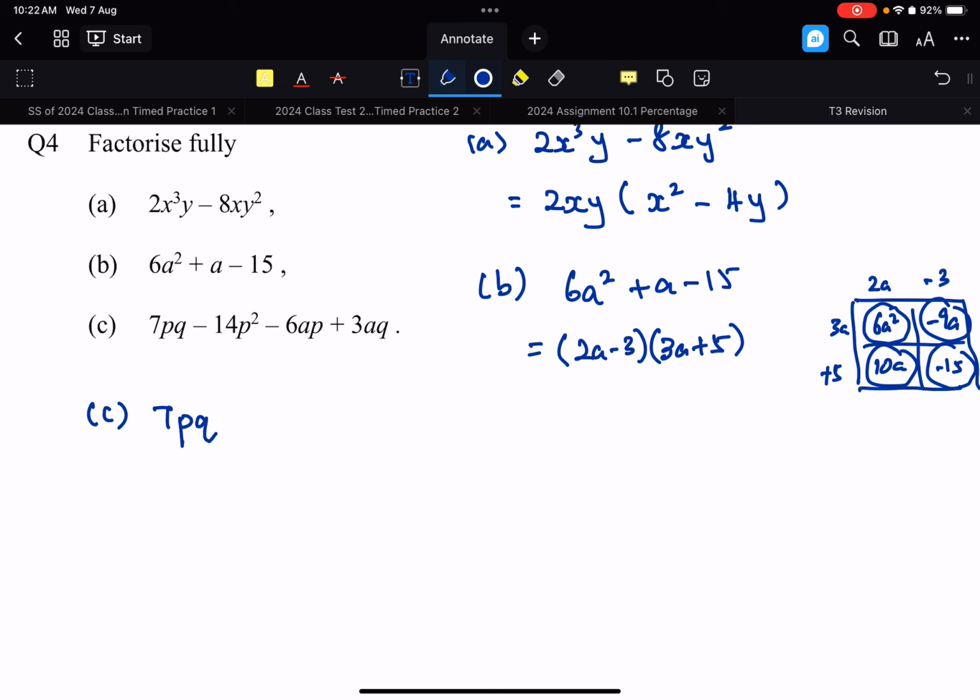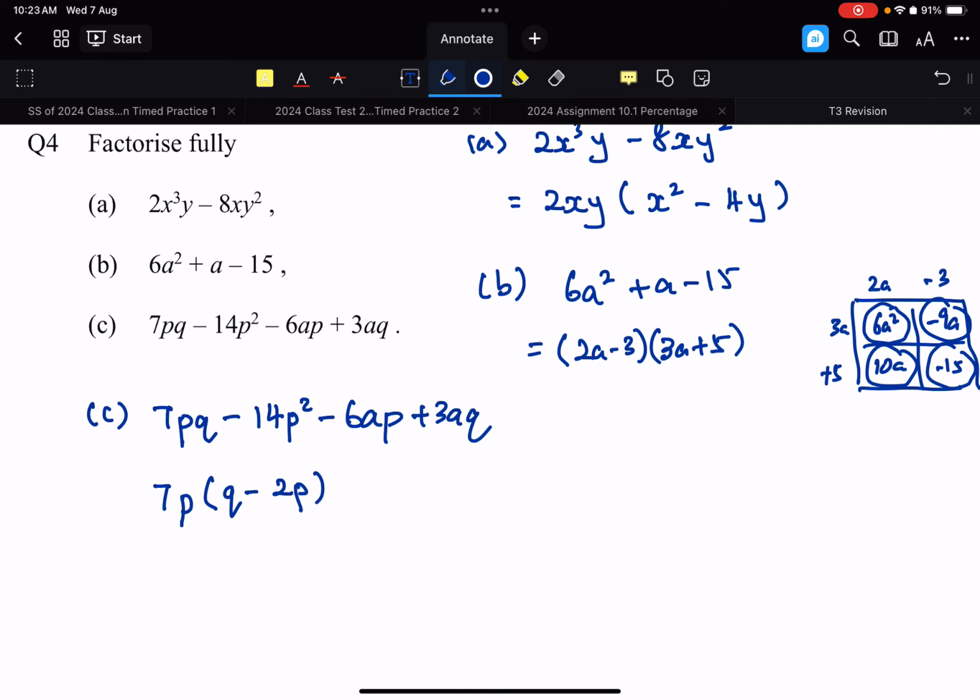Now, the third one, this is where we need to use grouping, right? So let's copy out the question. By grouping, the first two terms we have 7. Yes, 7 is common. P is common, right? And is anything else? No. So I end up with Q minus 2P.